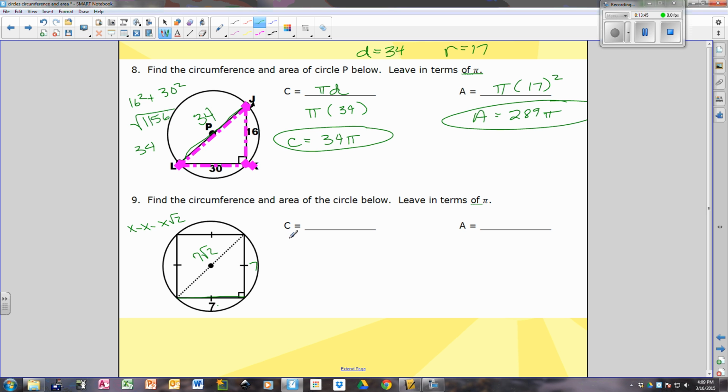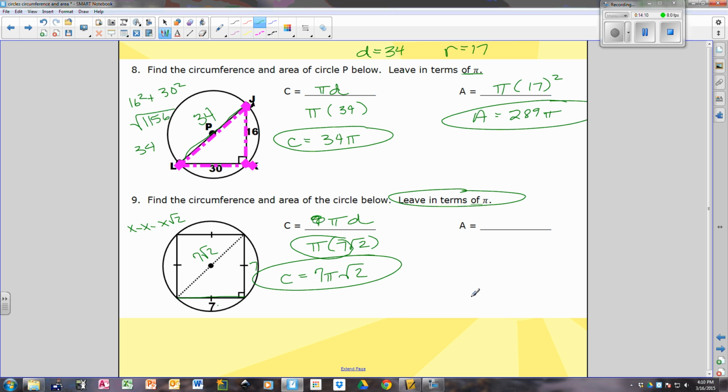So that means my circumference, here we'll start with the formula, is pi d. So pi times the diameter, 7 square root of 2. So what I would do here is 7 times pi is 7 pi, and then I still have the square root of 2. So my circumference is 7 pi square root of 2. And I would leave it just like that because it said to leave it in terms of pi.